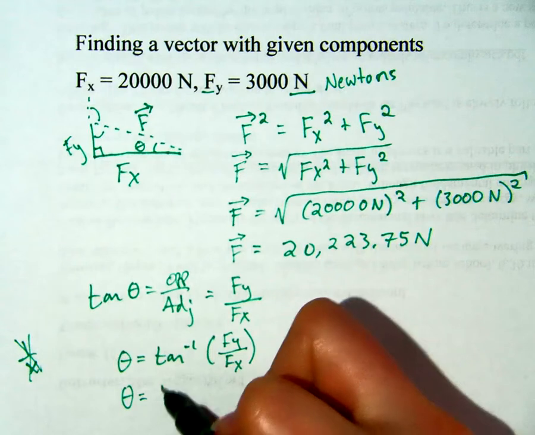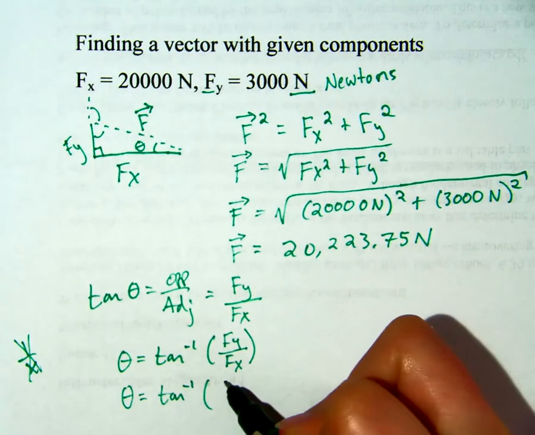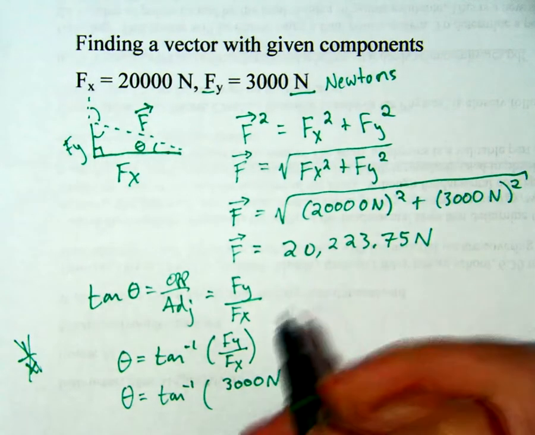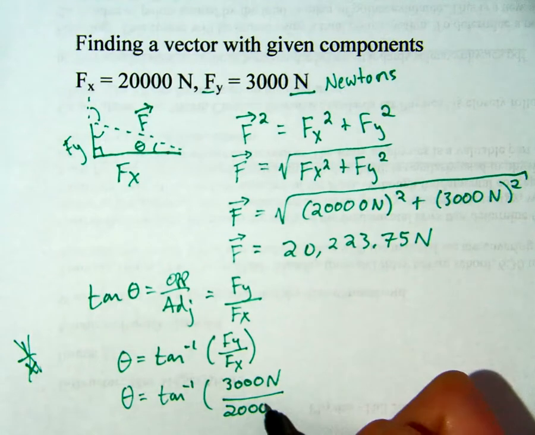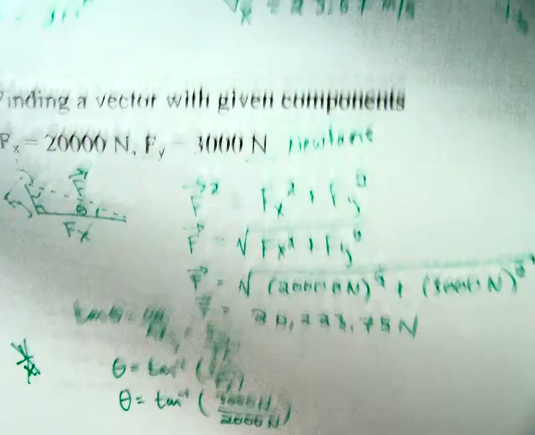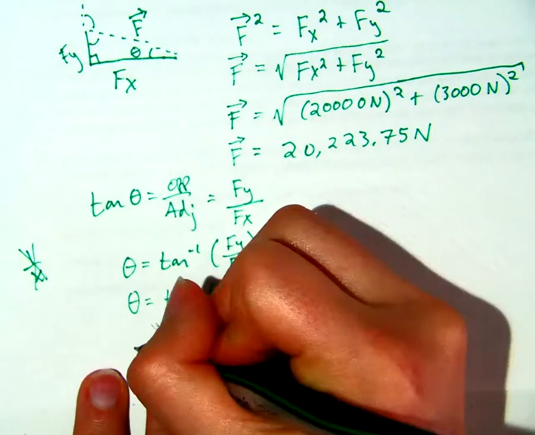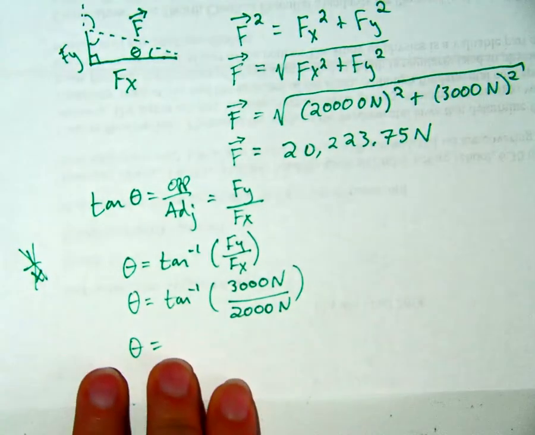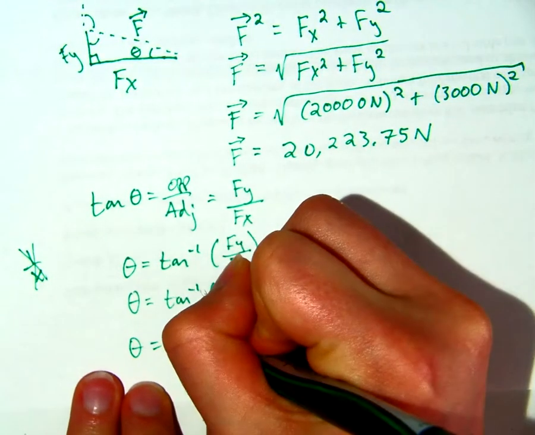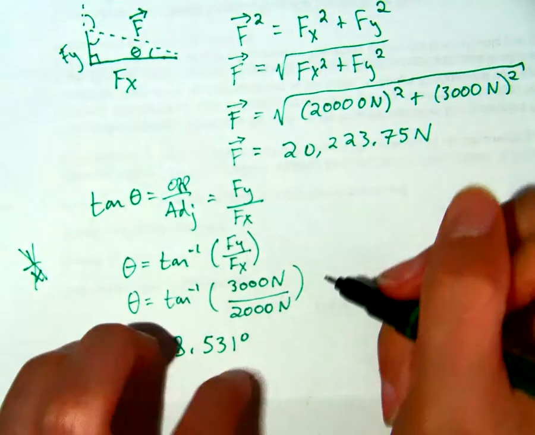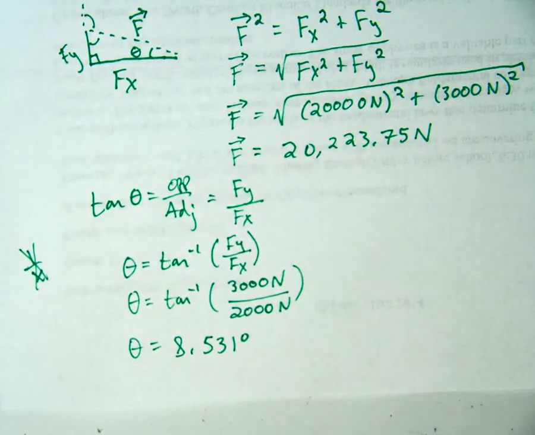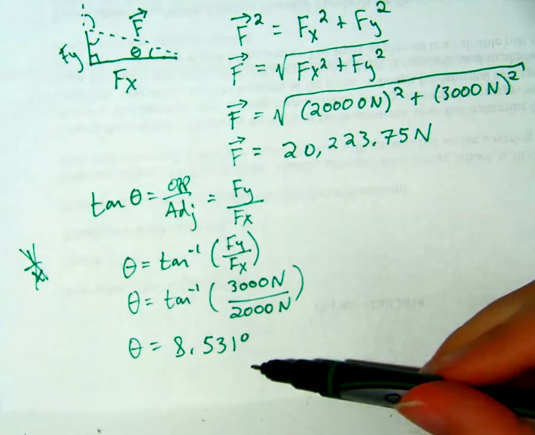So we plug our numbers in. We should have 3,000 newtons over 20,000 newtons. And you should get that theta equals 8.531 degrees. Now, if you got 0.149 on your calculator, this means that your calculator is in radian mode and you need to convert it to degree mode. Okay. So now we have our magnitude and our angle.